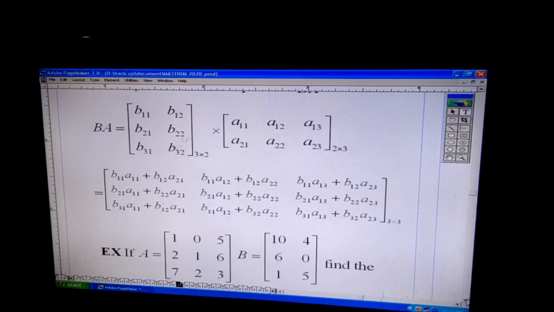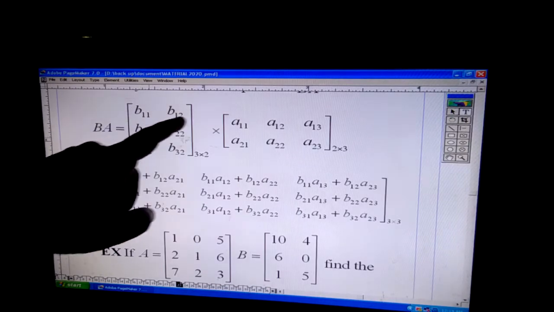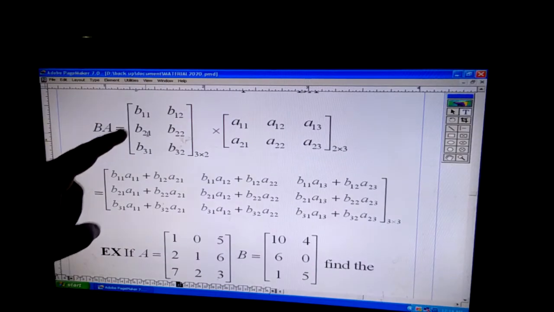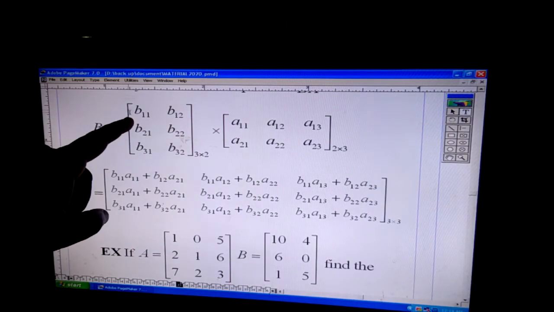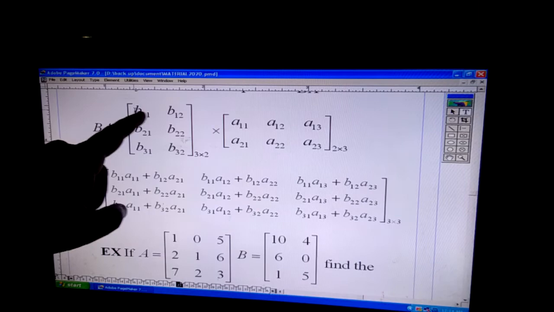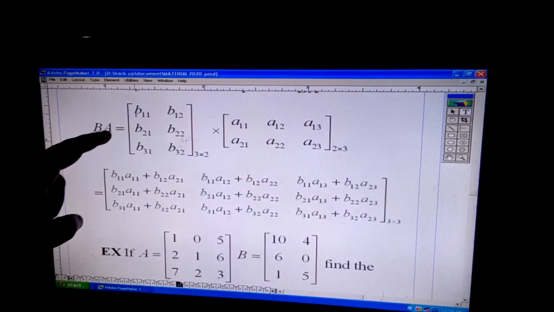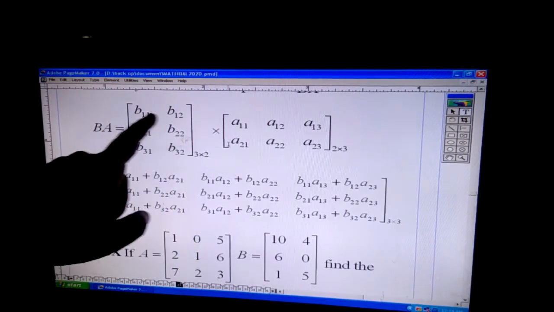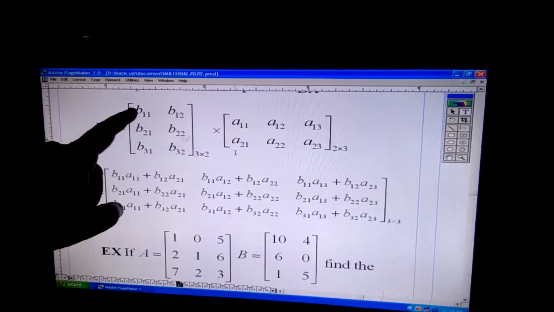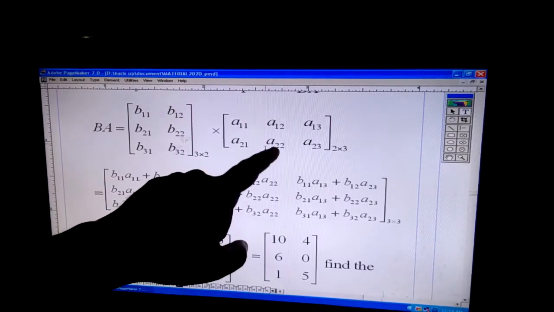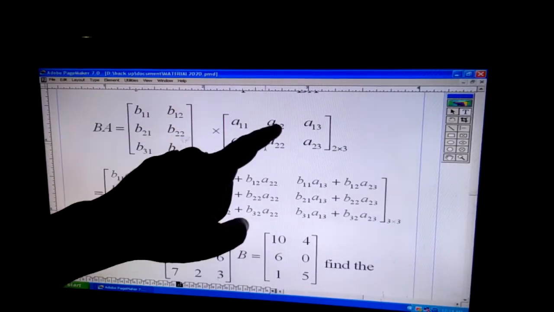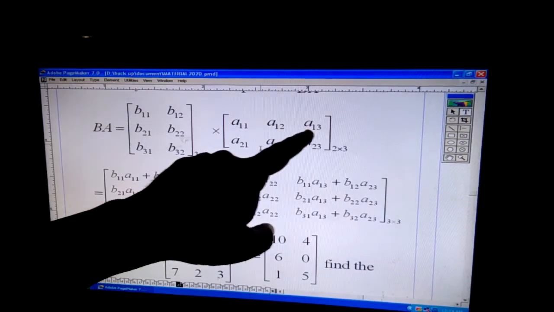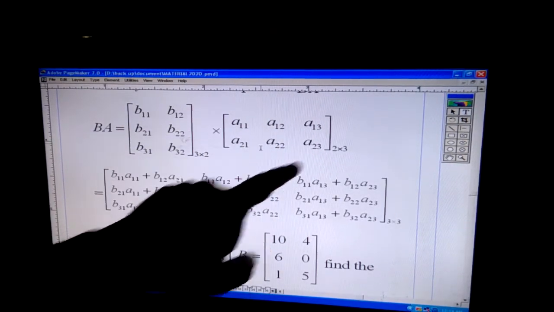Similarly for B into A, here B matrix is B11, B12. This is B matrix. This is A matrix. Now multiplication in case of BA, in first row we have B11, B12. So first row first column will be B11 into A11, B12 into A21. Again B11 into A12, B12 into A22 is first row and second column. Again first row third column will be B11 into A13, B12 into A23.